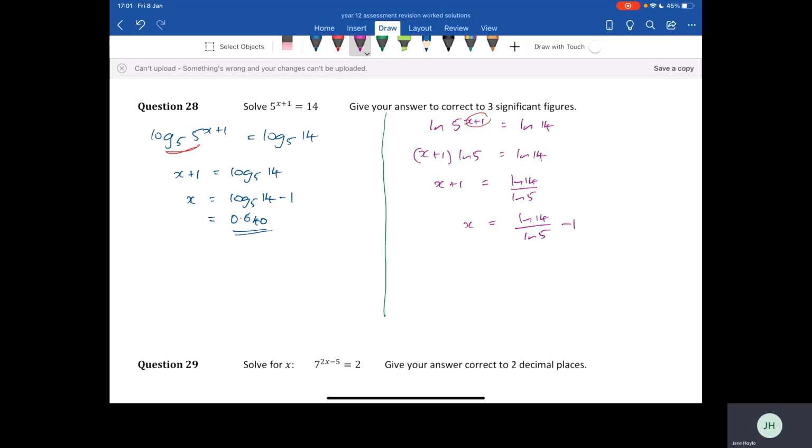But if you were to work that out as a decimal, when I'm typing it into my calculator, minus 1. Oh, yes, there we go. So x is equal to 0.640. Okay, so either of those are perfectly valid methods, and it doesn't have to be log to the base natural log. You could do log to the base 10, log to the base 17, whichever.